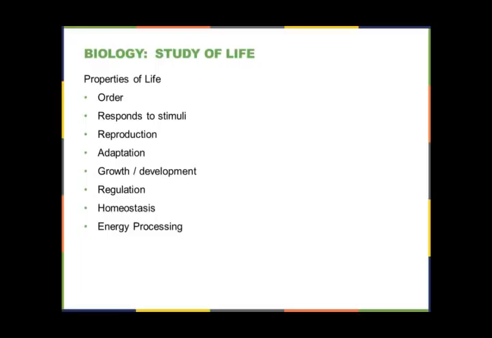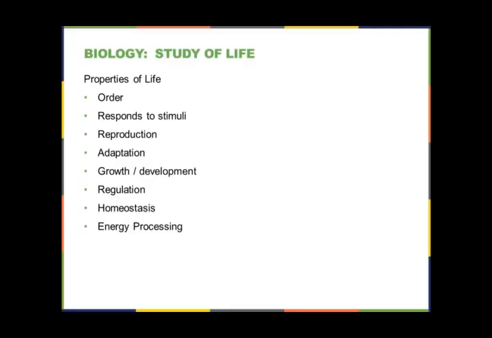Living things are going to grow and develop. Most living things do not begin life as a full-size individual. They will start out smaller and grow and develop to become the adult full-size version. They will regulate their internal systems. Most living things are also going to try and achieve homeostasis, which is maintaining a consistent environment.